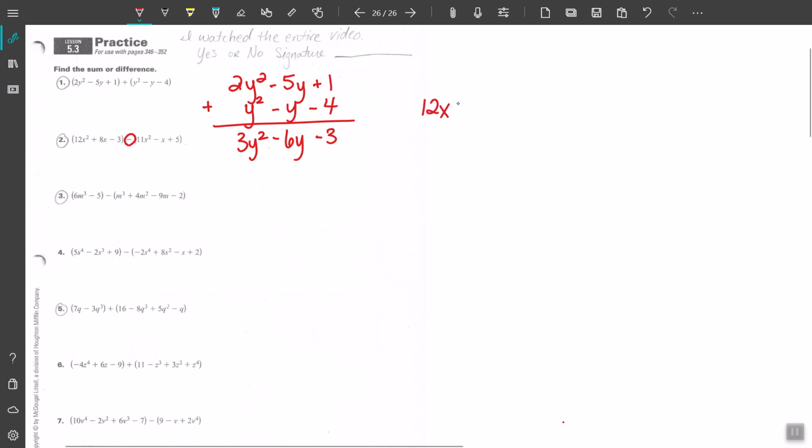Number two, same idea, except now we have a subtraction problem, so we have to remember that when we write that second polynomial out. So I'm going to rewrite the first. I'm going to put a subtraction sign in there to remind myself that I'm subtracting this entire polynomial from the top one. I'm going to line them up under like terms first.